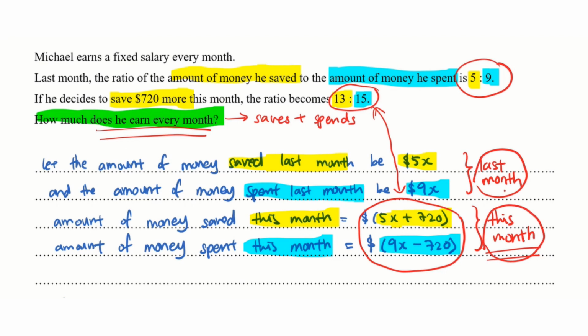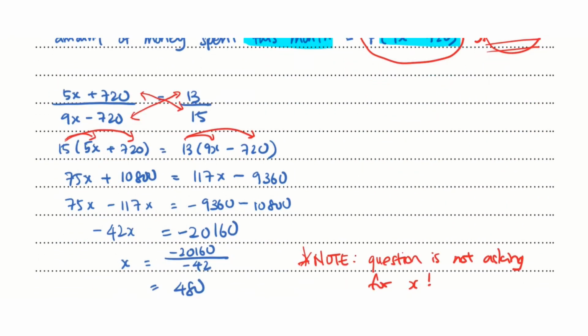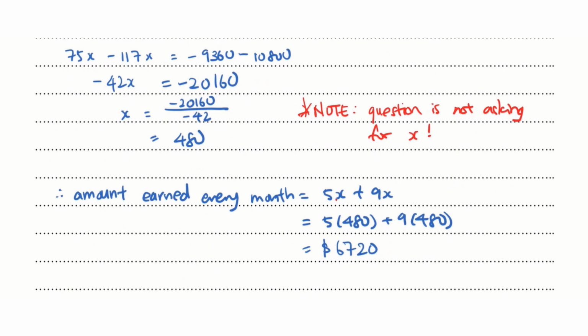Obviously last month might be easier for us to calculate as compared to this month. So I have decided to use 5x plus 9x to determine the amount earned every month. Every month he earns the same amount, so it doesn't quite matter whether you use last month's combination or this month's combination. Then I replace the x with 480 because that is what I have found over here. After that I press my calculator and I get my answer to be $6,720. I hope you are able to get this answer.